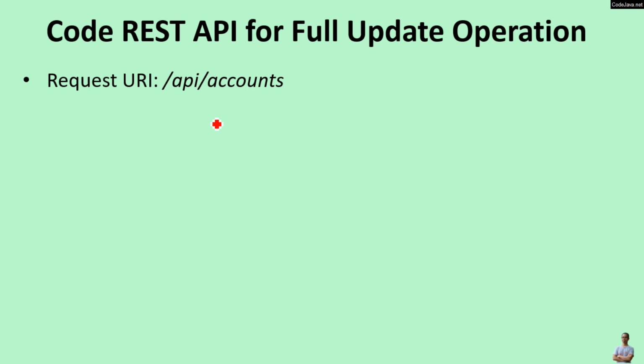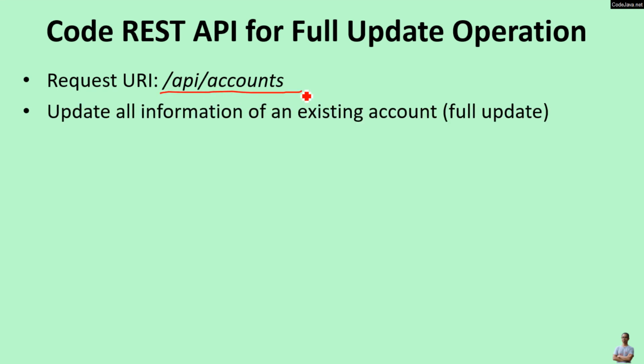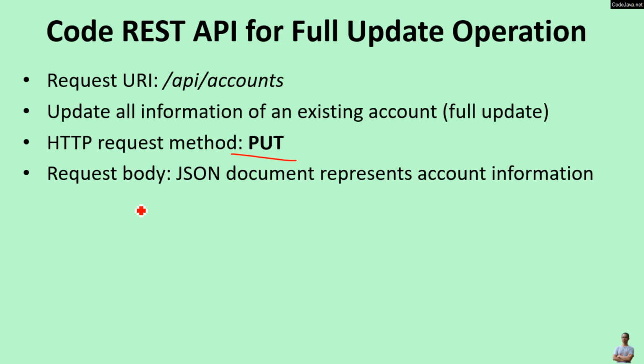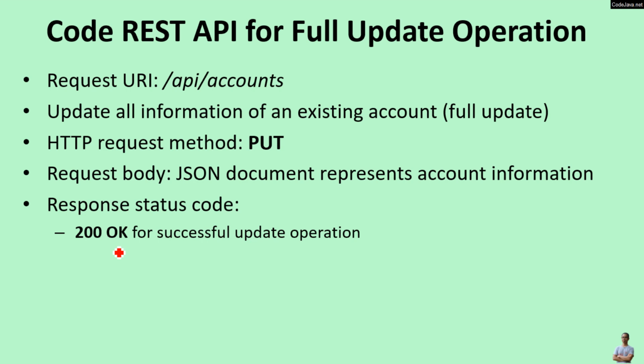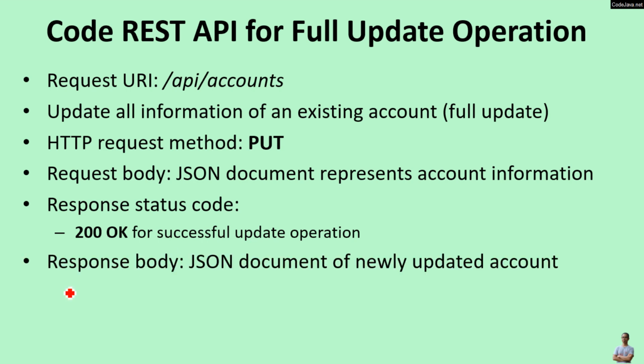Next, let's code the REST API for full update operation. The request URI is /api/accounts, and the purpose of this API is to update all information of an existing account. The HTTP request method should be PUT, and the request body must include a JSON document that represents the account information to be updated, and the response status code should be 200 OK for a successful update operation, and the response body should include a JSON document that represents the newly updated account.